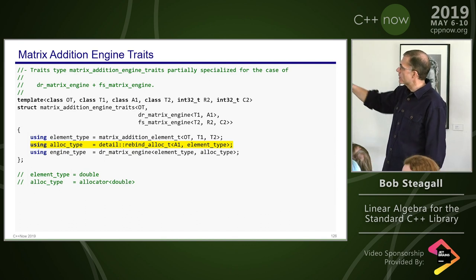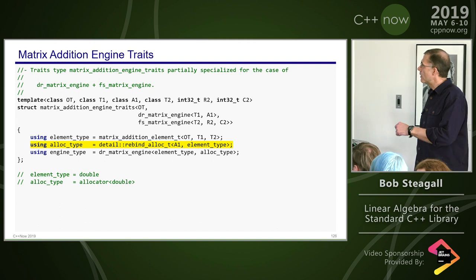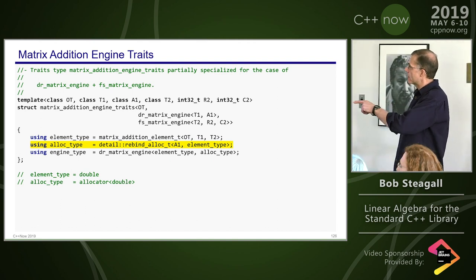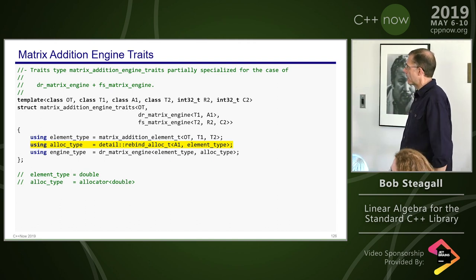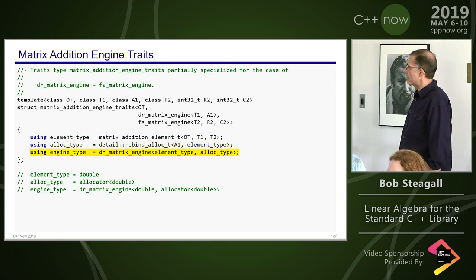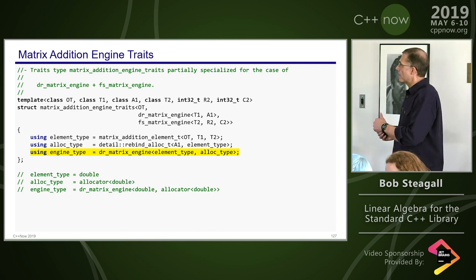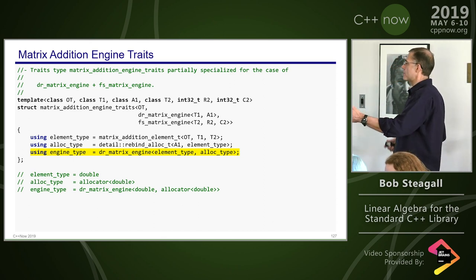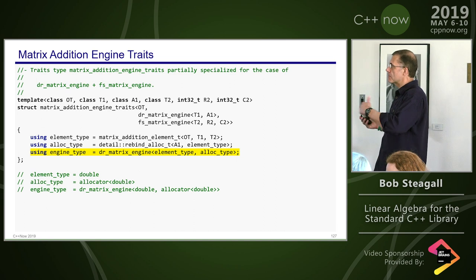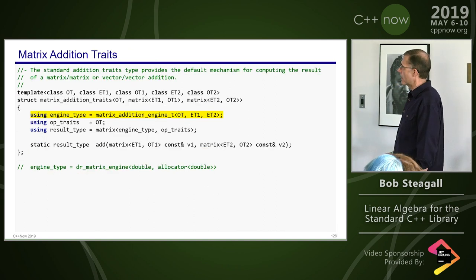Allocator type, this is just a little helper traits that rebinds the allocator. Remember, the allocator was an allocator of float, so now I'm going to rebind it to allocator of double. And now I can determine what my engine type is. And in this trait, I've made the decision that if the left operand is dynamic and the right operand is fixed size, my result is a dynamically resizable engine. That's my engine type. Great.